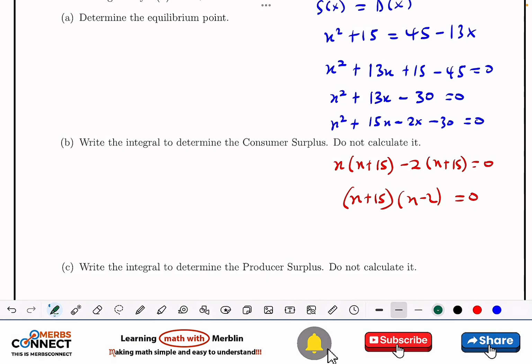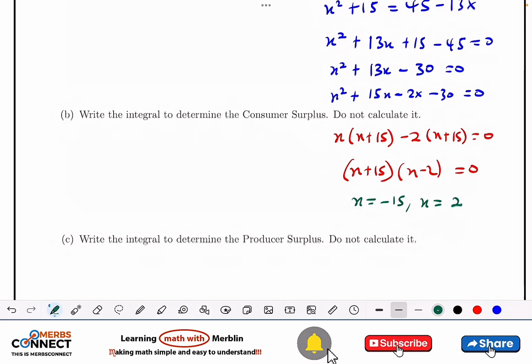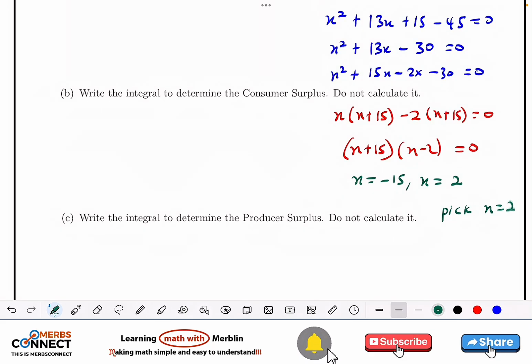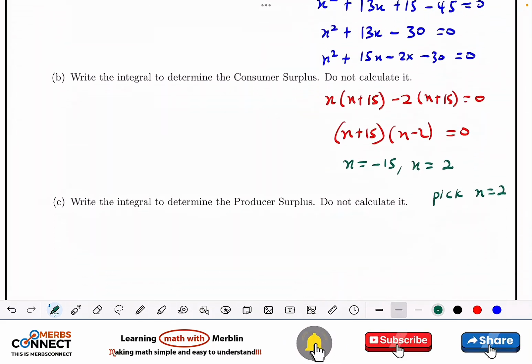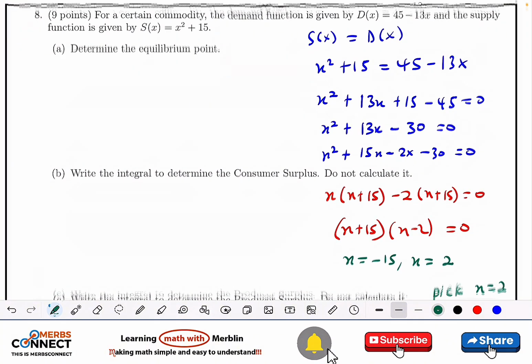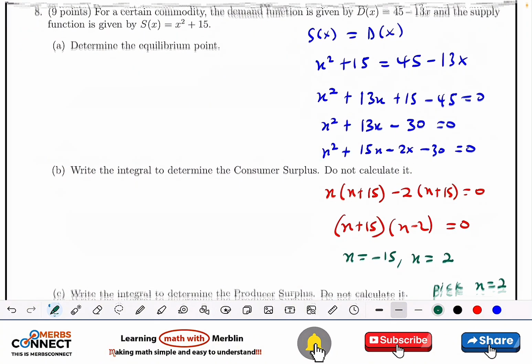So this one is clear for us to see that x should be equal to minus 15 and x should be equal to 2. But here we say pick the positive one, x is equal to 2, right? So we are going to pick x is equal to 2. So the interception, you should be able to go through this process to find that.